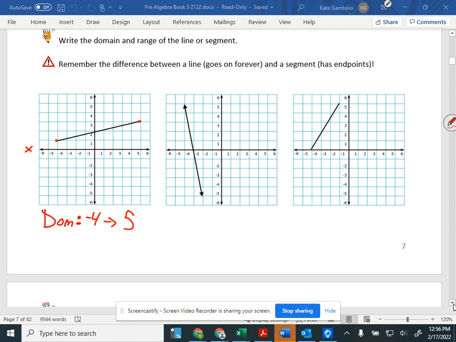So our range, remember range is the y. The y goes up and down. What is my range? Julia? 1 to 3, because we start at that 1 and we go up to 3. So the range is 1, 2, 3.